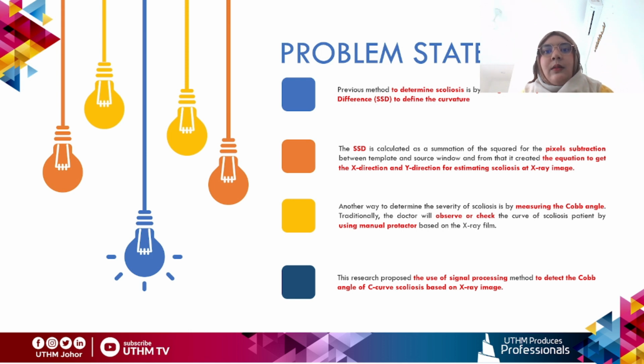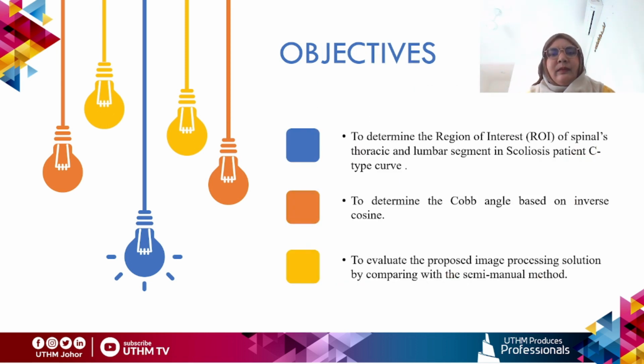Traditionally, the doctor will observe or check the curve of a scoliosis patient by using a manual protractor based on the X-ray film. Last, for the problem statement, the research proposed the use of a signal processing method to detect the Cobb angle of the curved scoliosis based on the X-ray image.